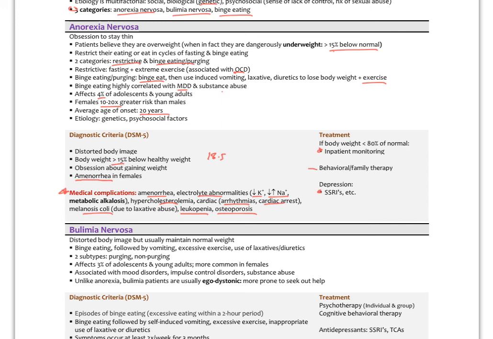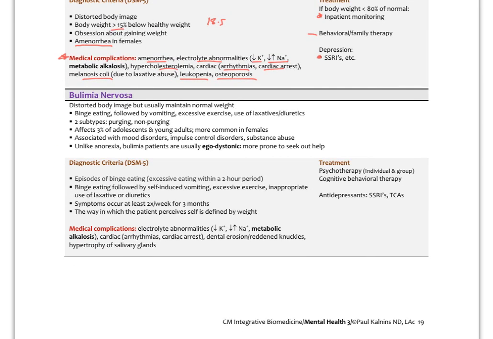So that's anorexia nervosa. Bulimia is a distorted body image, but patients usually maintain a normal body weight. So there aren't the serious complications as in anorexia in general, although there are medical complications with bulimia. This is binge eating followed by vomiting, usually excessive exercise, and then use of laxatives and diuretics, again to try to drive the weight down. So there are two subtypes, the purging and the non-purging type.